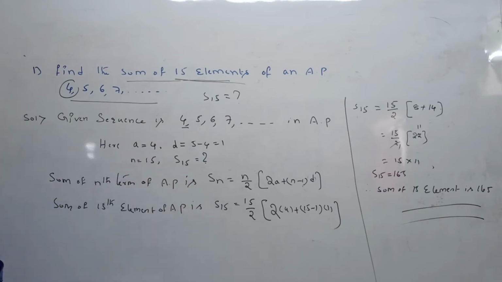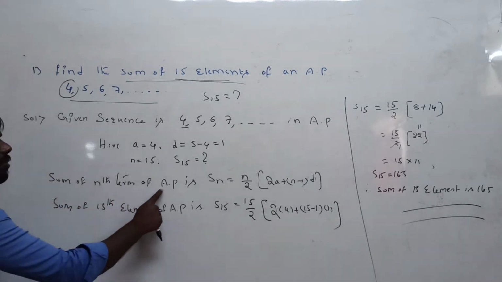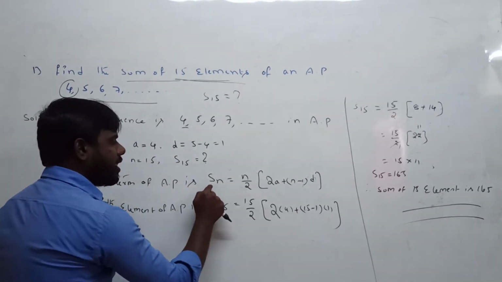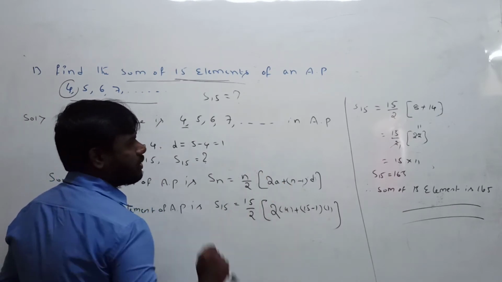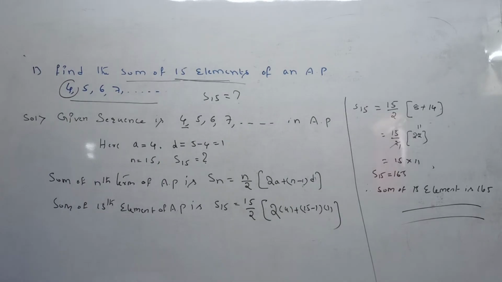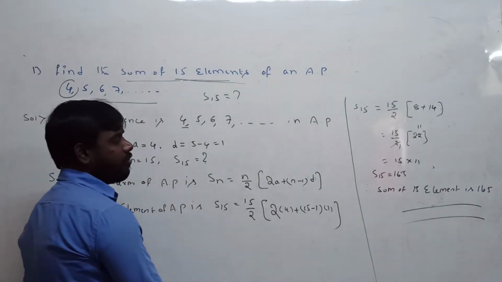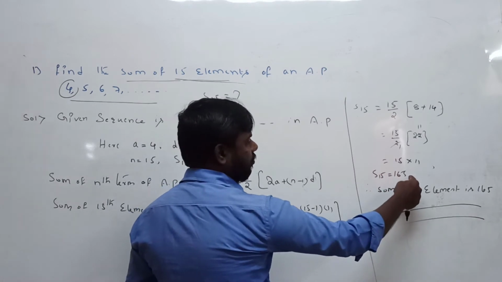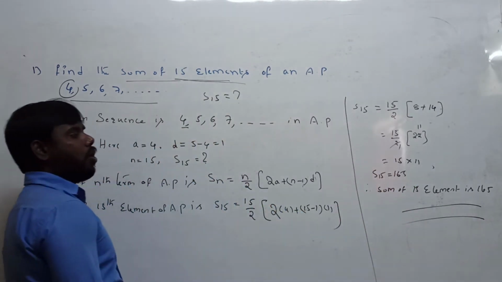To calculate the sum of the 15 elements, we apply the sum of nth terms of the arithmetic progression formula: Sn is equal to n by 2 into 2a plus n minus 1 into d. Here, substituting the a value, n value, d value. After substituting, we finally get 165. The sum of the 15 elements is 165.